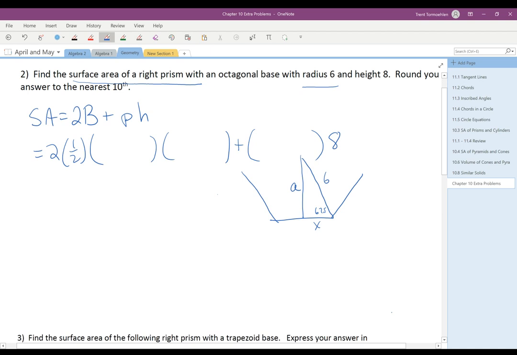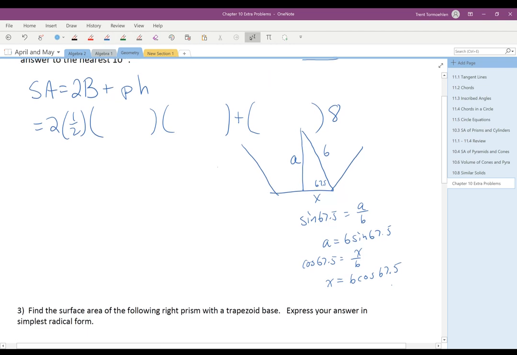So now we can use trigonometry to calculate a and x, and then we can use a and x to finish our problem. So we say the sine of 67.5 equals a over 6, and so a equals 6 sine of 67.5. And then we could say the cosine of 67.5 equals x over 6. And so x equals 6 cosine of 67.5.